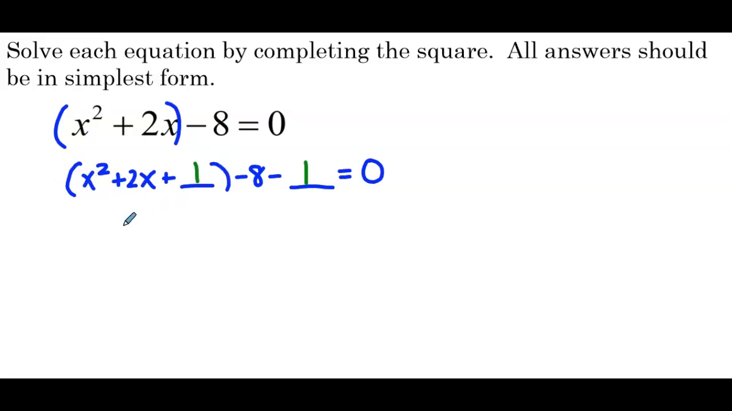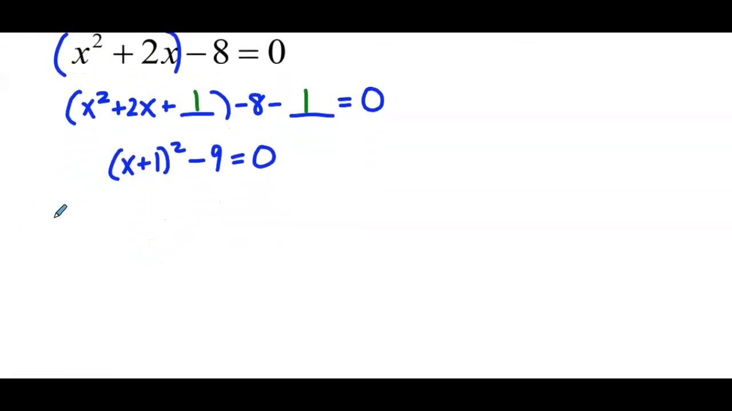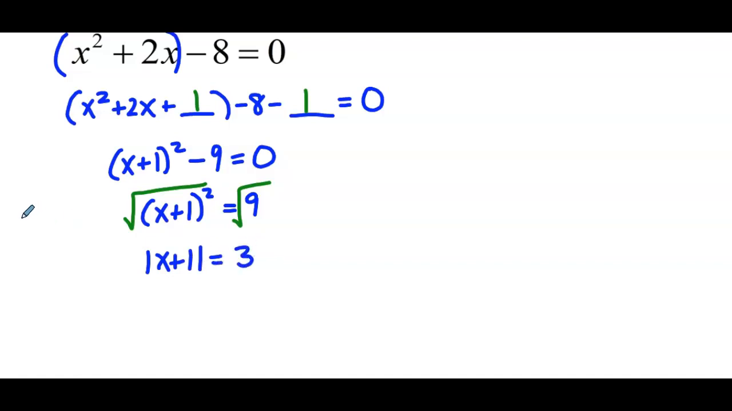So if we factor our perfect square trinomial, we would get (x + 1)², and then minus 8 minus 1 is minus 9 equals 0. So now that we have our expression, (x + 1)² - 9 set equal to 0, we can solve in the same way we did in the previous slide. So we'll start by adding 9 to both sides. So (x + 1)² = 9. We'll take the square root of both sides. So that gives us the absolute value of x + 1 = 3.